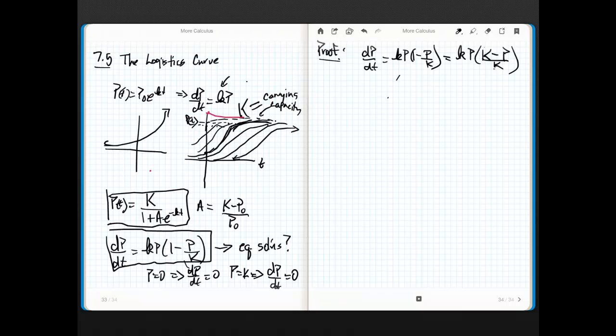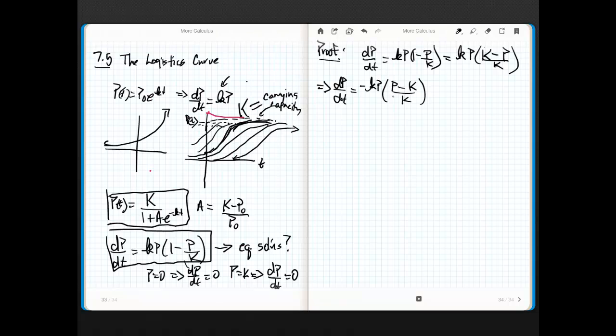All right? Everybody with me? Now, I'm going to factor out a negative because I hate negatives, and I like my coefficient of my dependent variable to be positive. So I'm going to rewrite it just because this can get out of hand pretty quickly if you're not careful. I'm going to rewrite this as negative kp times p minus capital K over capital K.